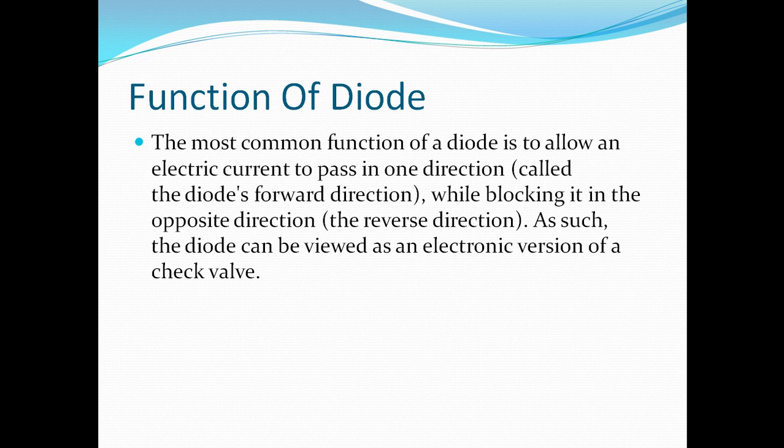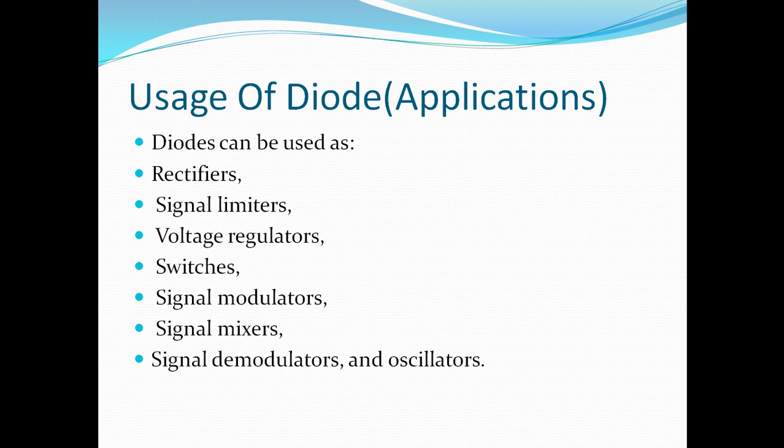And then we come to the function of a diode. The diode's function is very simple, that it allows the current to flow in one direction. So it is in forward direction. When it blocks, it is in the opposite direction. And last we read about the usage of a diode. It is used in rectifiers, signal limiters, voltage regulators, switches, signal modulators, signal mixers, signal demodulators, and oscillators.